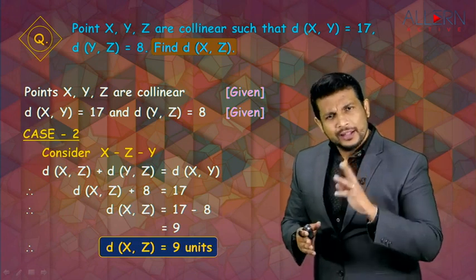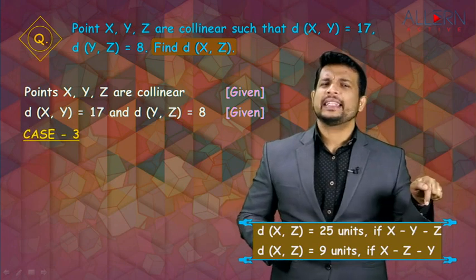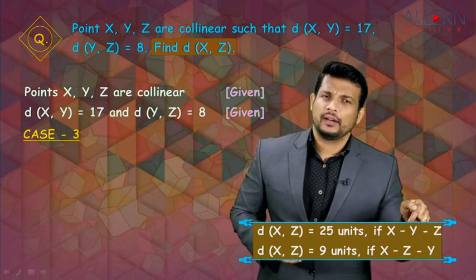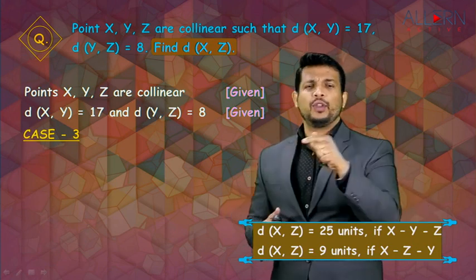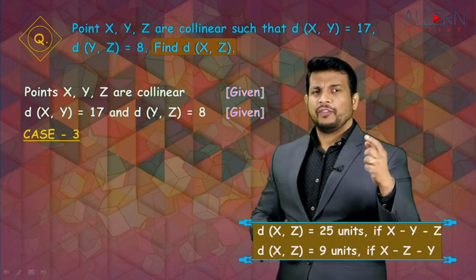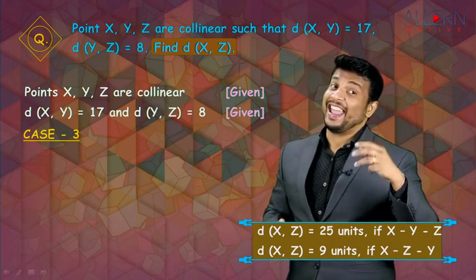Easy? It's done. We got 2, right? First, Y between X and Z. In that case, we found the distance between X and Z. Second one, Z is between X and Y. We got the distance between X and Z, that is 9 units. Now, there's one more. First it was Y between the other 2, then Z between the other 2. What's the third? X is between the other 2.